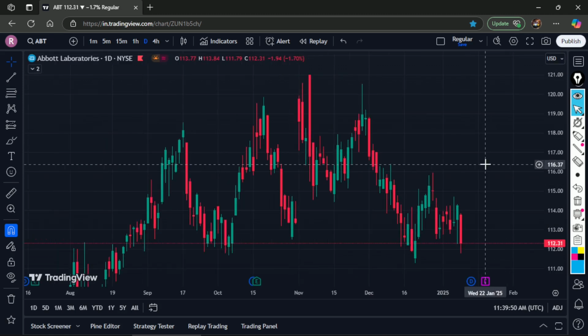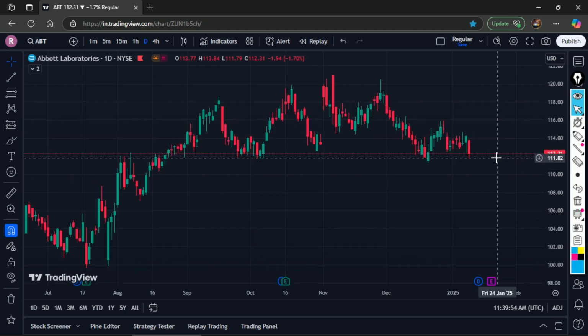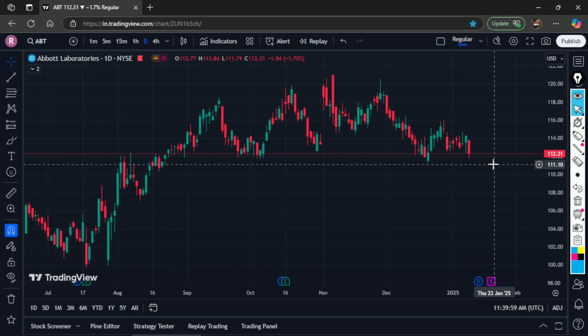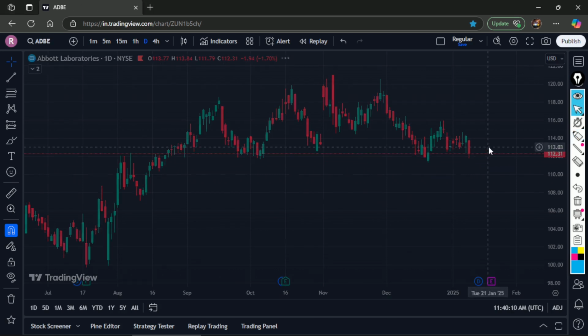Now in ABT, as you can see it was in range, so it is negative for us. ABT is in range, so it is negative here, so it is weak for us. So instead of buying, we are waiting for a selling scenario in this.